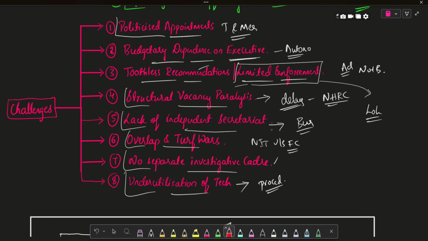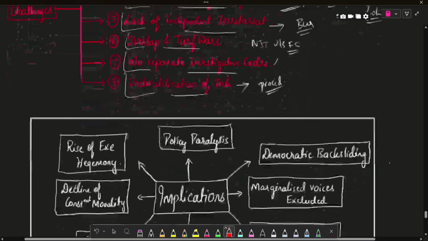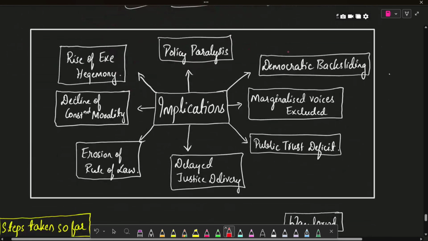Now we will see what are the implications of these challenges. The first one is democratic backsliding due to compromised neutrality. Marginalized voices are excluded when social justice institutions are dysfunctional. Public trust deficit, eroding faith in the institutions. Delayed justice delivery, affecting human rights.